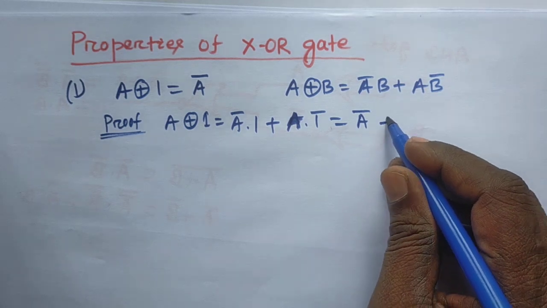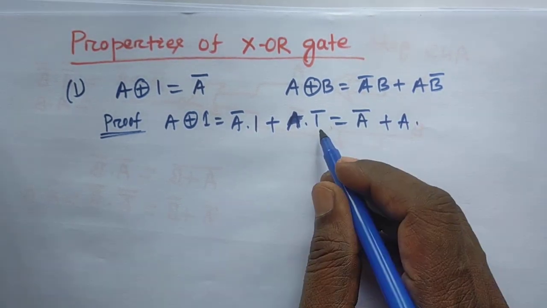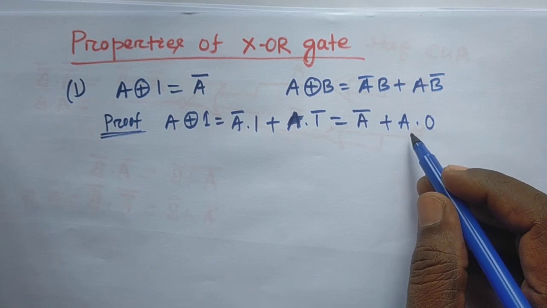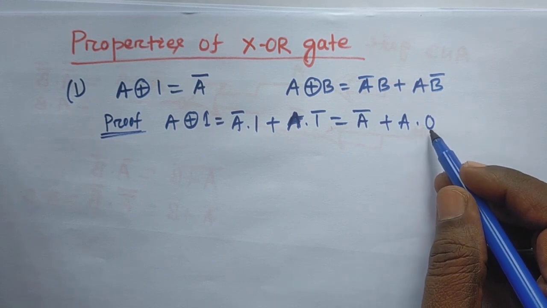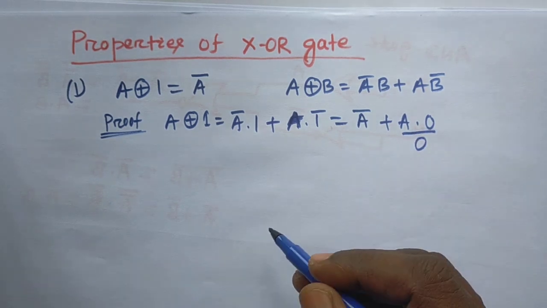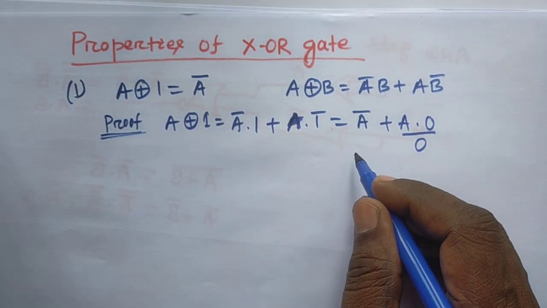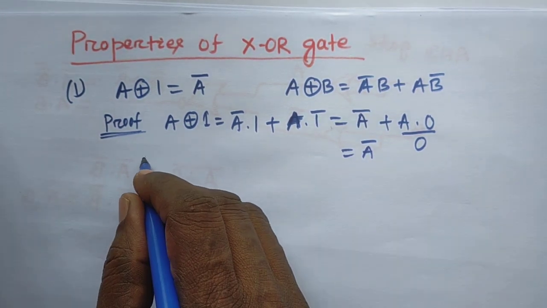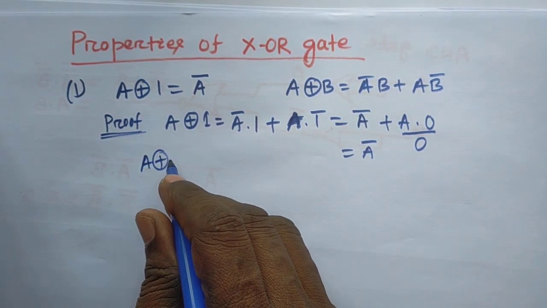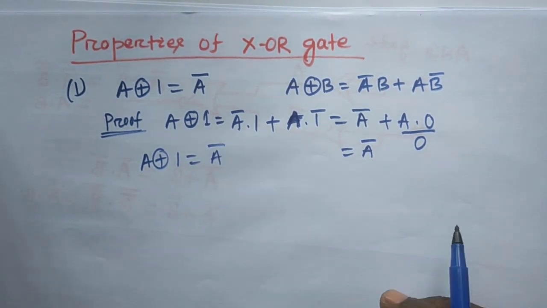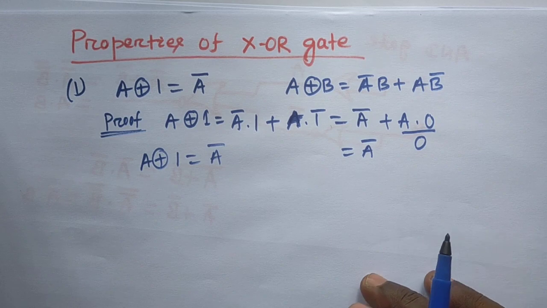Okay. Plus a dot 1 complement means a dot 0, and any value multiplied with 0, or product of a into 0, obviously will be 0. So the total value is a complement. So a XOR with 1 is a complement. We proved it in a very simple way.